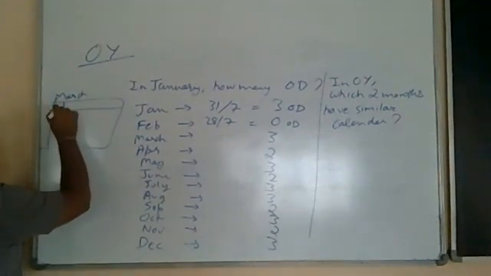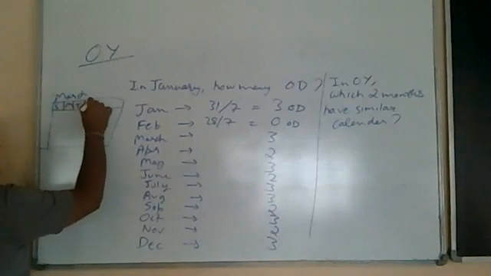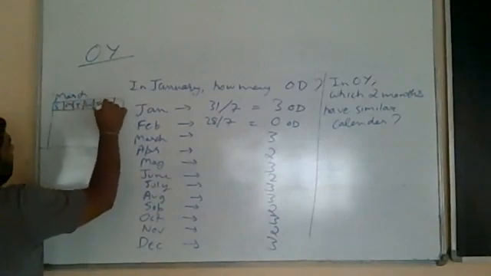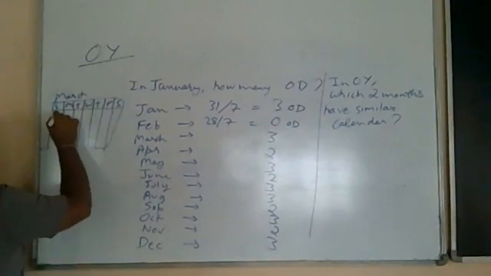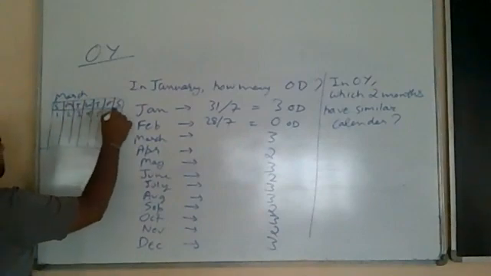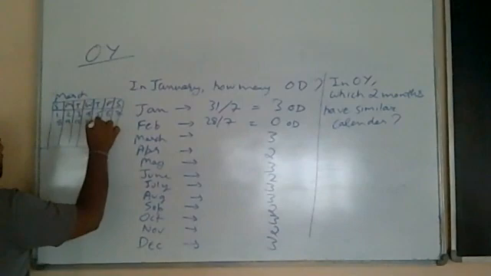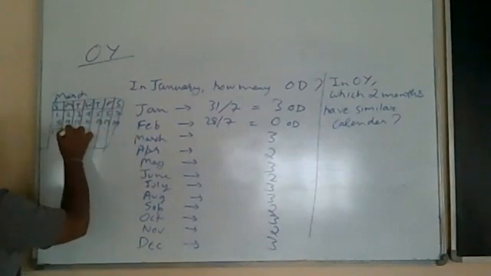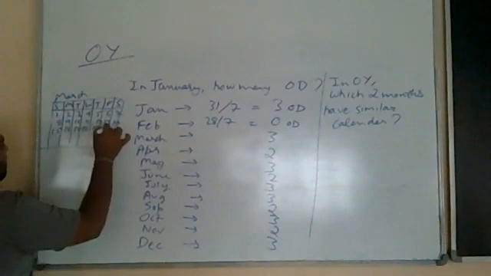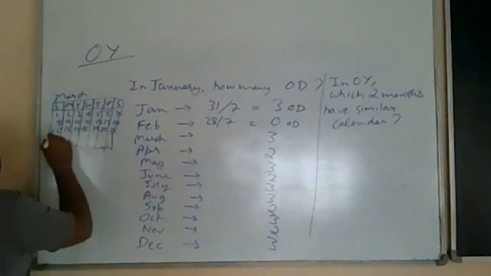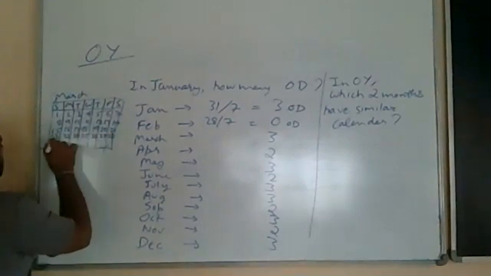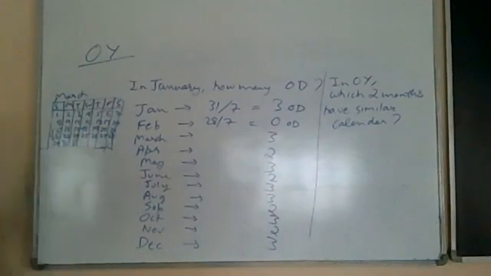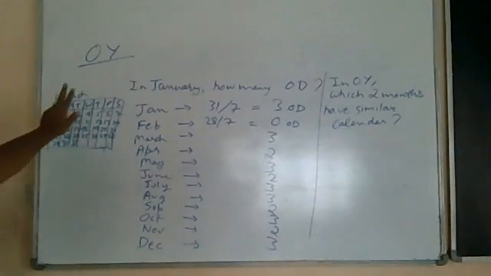Let's say Sunday, Monday, Tuesday, Wednesday, Thursday, Friday, Saturday. Just an example I'm giving, okay? Let's say it goes like this: 1, 2, 3, 4, 5, 6, 7, 8, 9, 10, 11, 12, 13, 14, 15, 16, 17, 18, 19, 20, 21, 22, 23, 24, 25, 26, 27, 28, 29, 30, 31. Okay? Tell me, is there some other month? I don't know which month this is, I'm just giving an example.